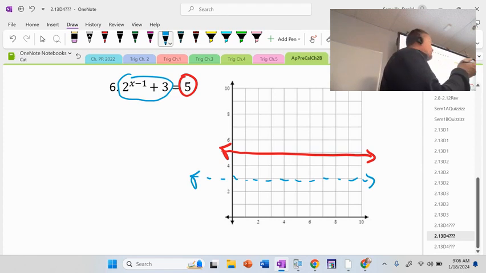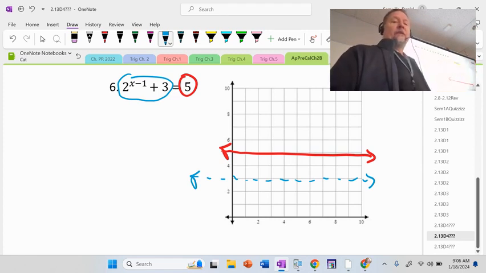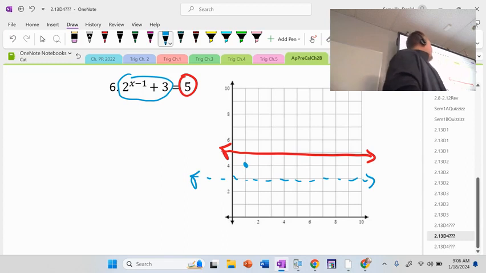But input, say it. The point you're going to plug in is 1. 1 minus 1 is 0. What's 2 to the 0 power? 1. What's 1 plus 3? 4. Okay, so I plugged in 1 and I got 4.